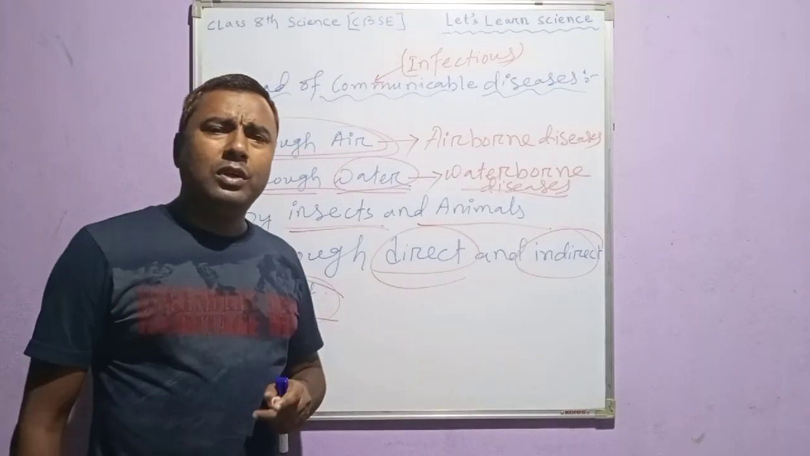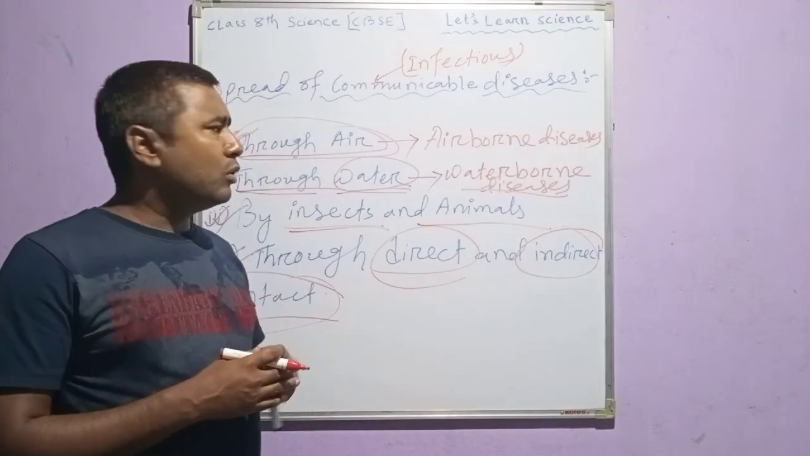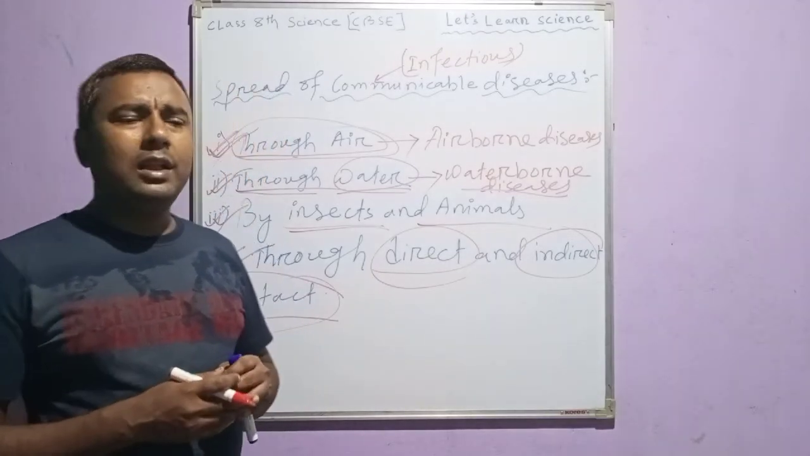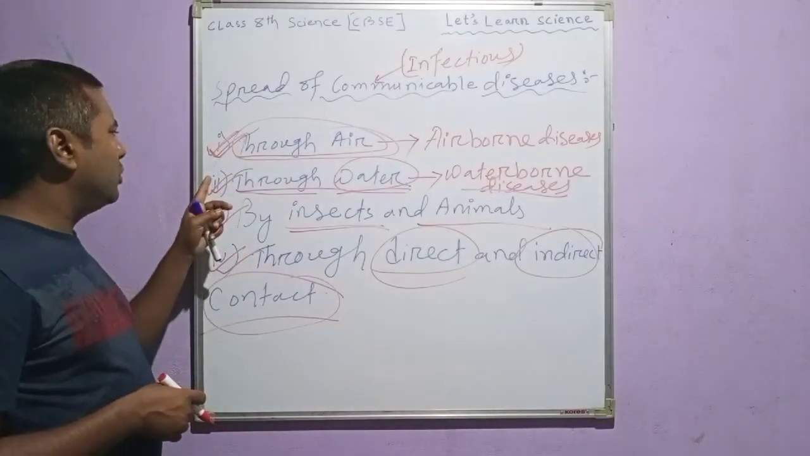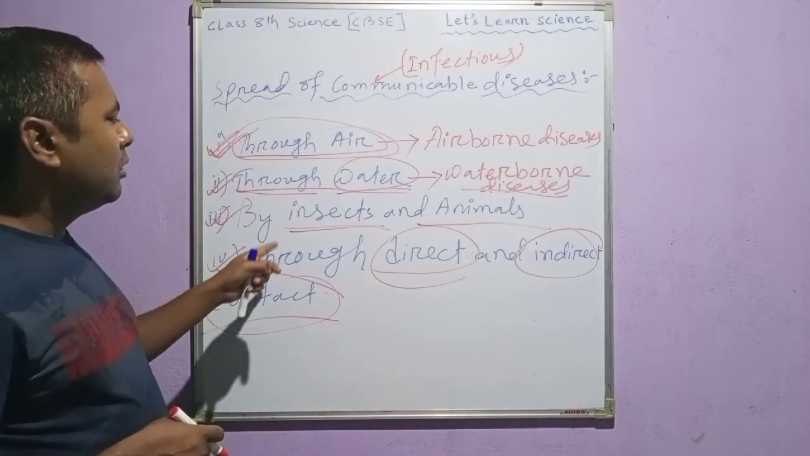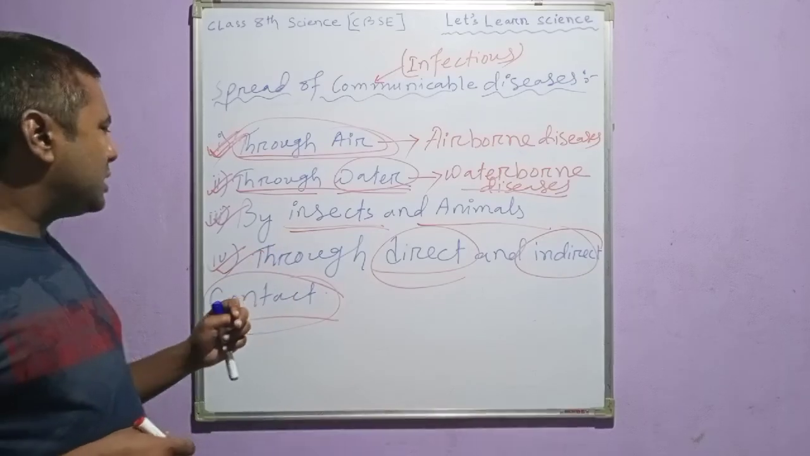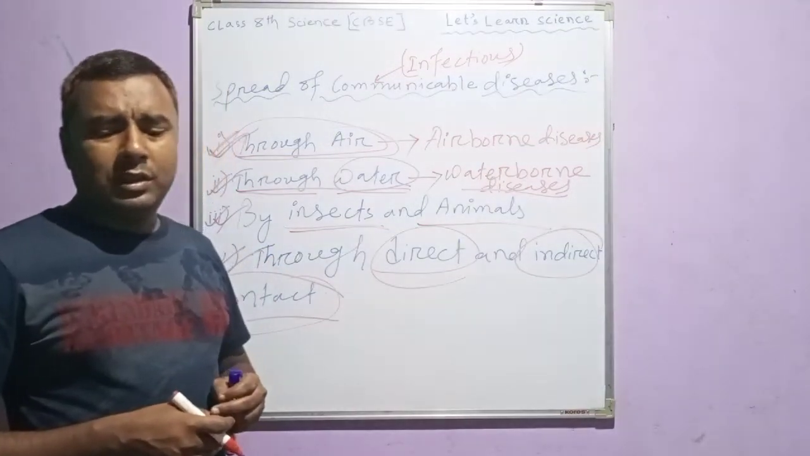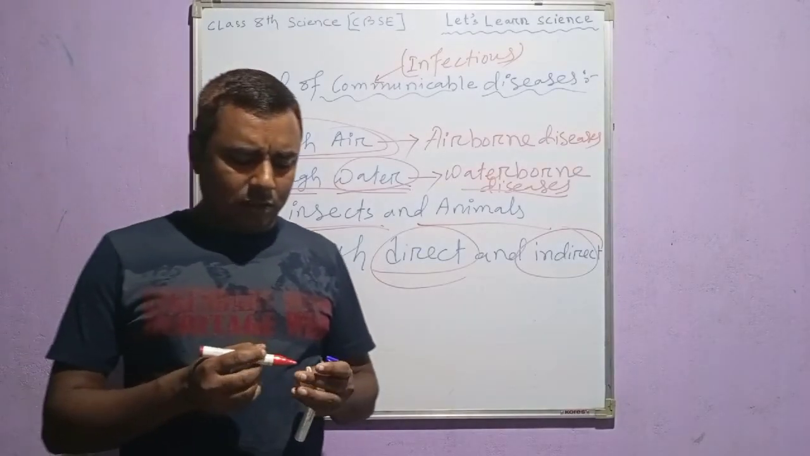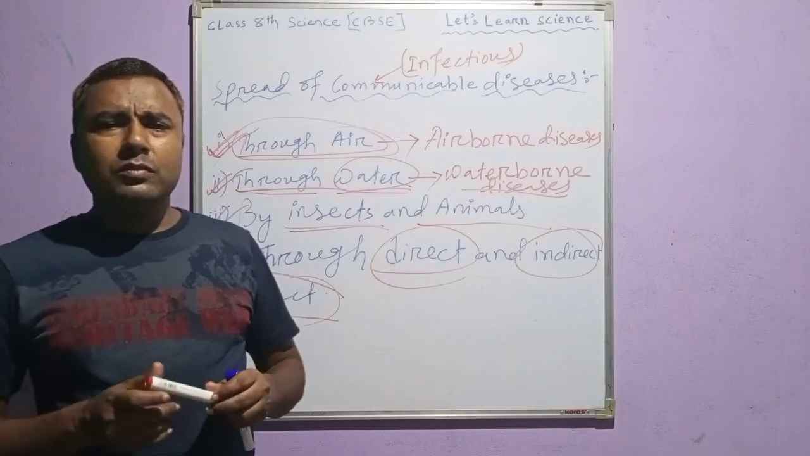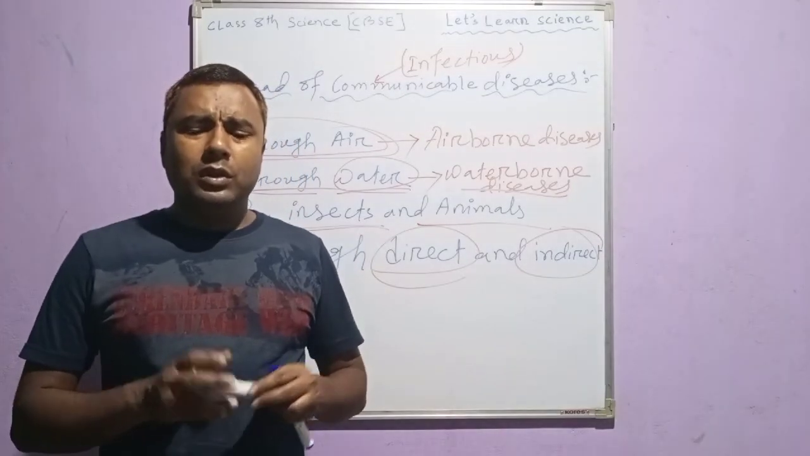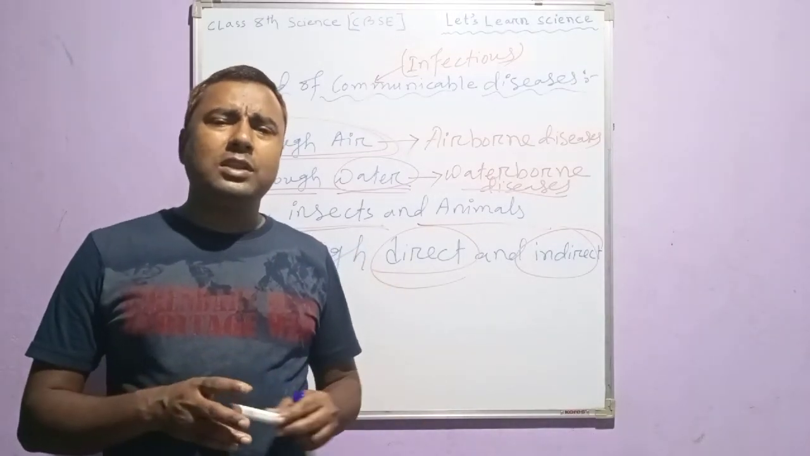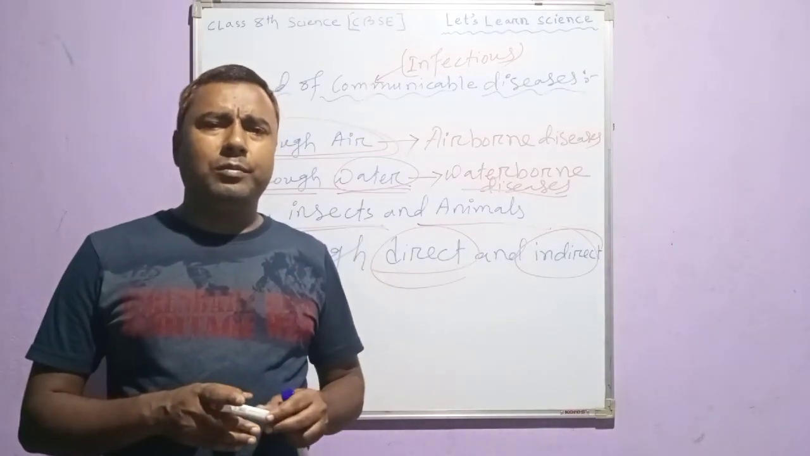And this is how communicable disease spreads from an infected person to a healthy person: through air, through water, by insects and animals, and through direct and indirect contacts. In my later session, I will talk about the various diseases that are caused by various germs in detail.